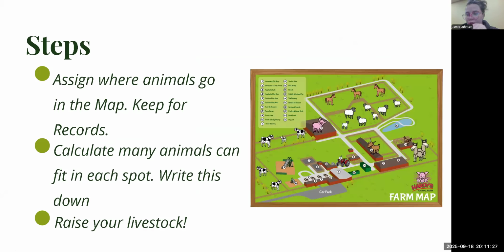And then step three, once you've drawn your map, assign where your animals go in the map. Keep that for your records, kind of like this photo. This photo again doesn't have measurements, but it does say horses go here, chickens go here, pigs go here, cows go here, goats, llamas, all the things. Once you've picked spots for animals, measured those spots, and decided what animals are going there, calculate how many animals can go in that spot. Write this down, and then last but not least, raise your livestock.